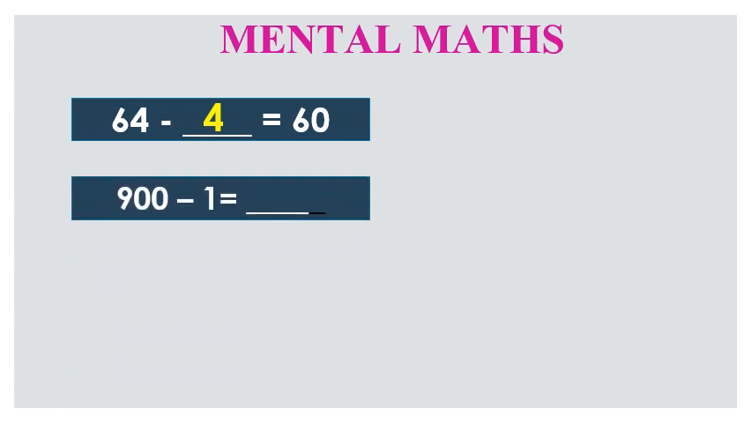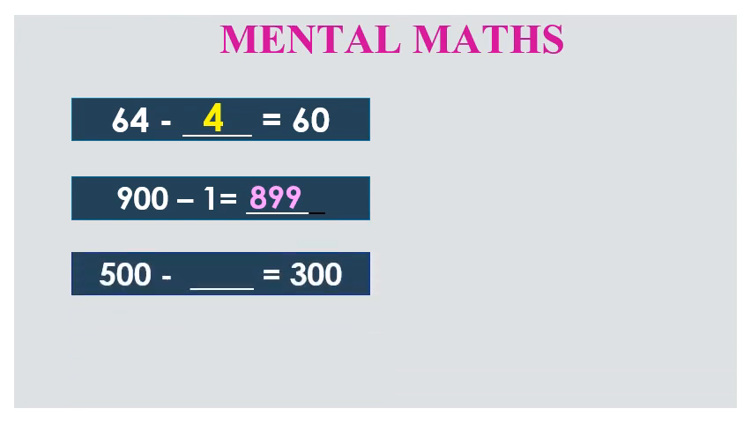The next question is 900 minus 1 is equal to dash. We all know that subtracting 1 from any number gives the number before it. So what comes before 900? The answer is 899. The third question is 500 minus dash is equal to 300. Can you give me the answer? Yes, the answer is 200.